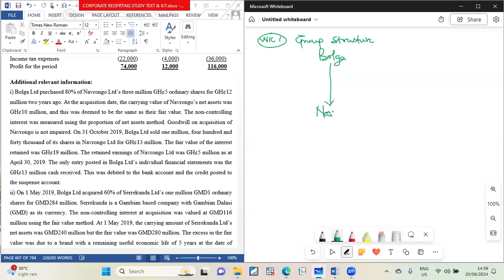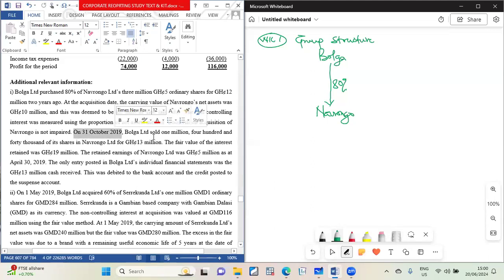So Burger purchased Navrongo, and we are told that he purchased 80%. All right, and what was the date of purchase? This is where it starts from. Burger purchased at the acquisition date, the net asset, blah, blah, goodwill on acquisition was not impaired. On 30th October 2019, Burger sold. So it says 2 years ago. Good. So we have it. He bought it 2 years ago.